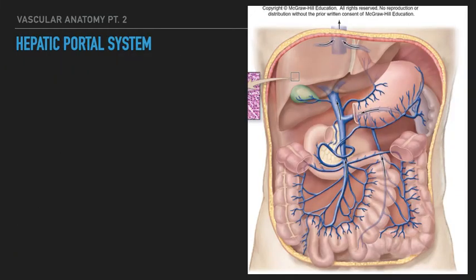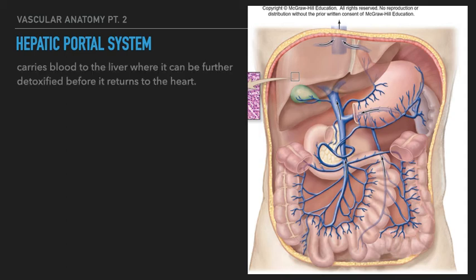So before I end this presentation, I have a couple more things to discuss. This is as good a time as any to go through the portal system. The portal system is a series of veins that carries blood from capillaries of the stomach, intestines, spleen, and pancreas to capillaries in the liver. And so this is part of the body's filtration system. Its main function is to deliver the deoxygenated blood to the liver to be detoxified further before that blood returns to the heart.